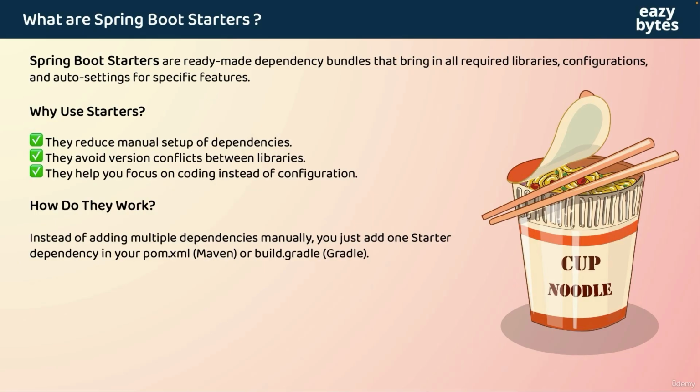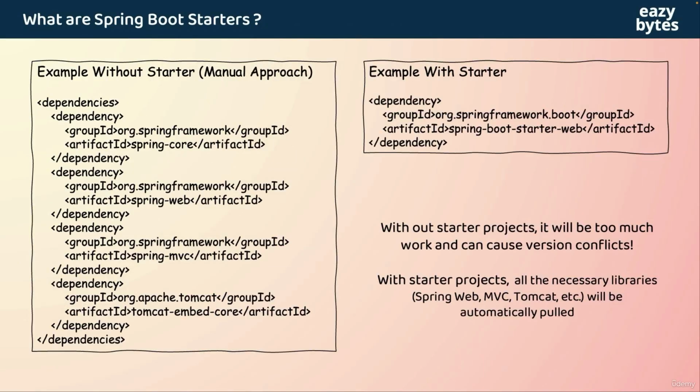How are they going to work? We already saw this demo. Instead of adding multiple dependencies manually, you just need to add one starter dependency in our pom.xml. In case you are using the Gradle build tool, you need to mention the same starter project dependency inside the build.gradle file. Here I also have an example. This is how it is going to look if you are going with a normal Spring project.